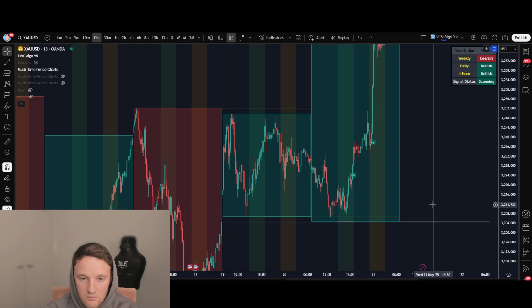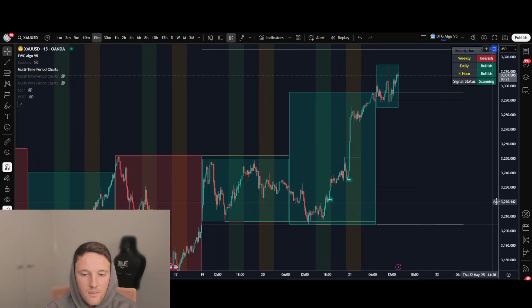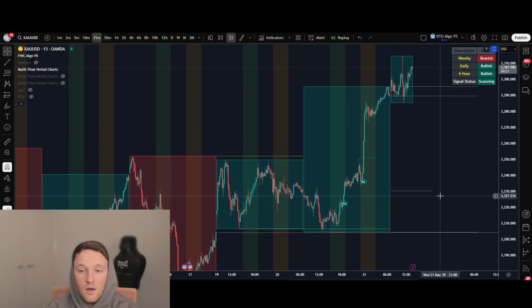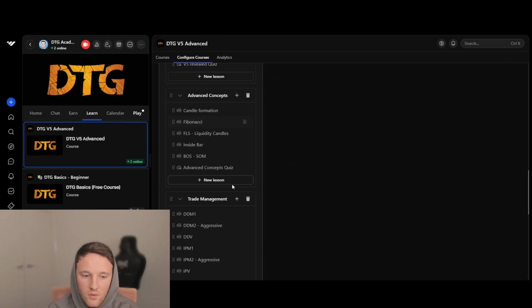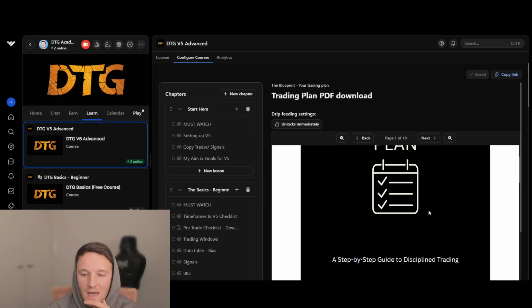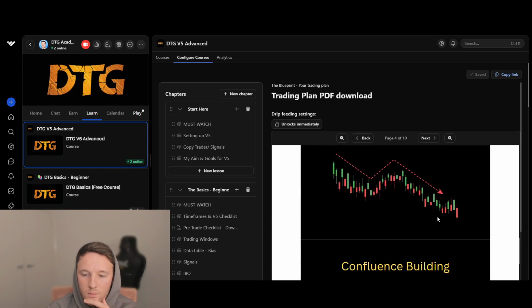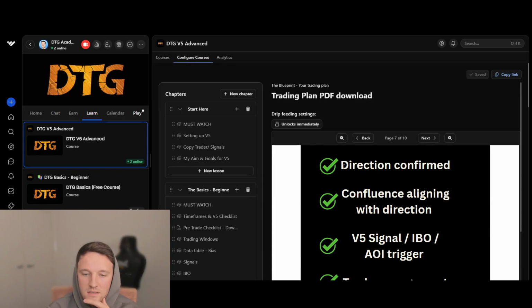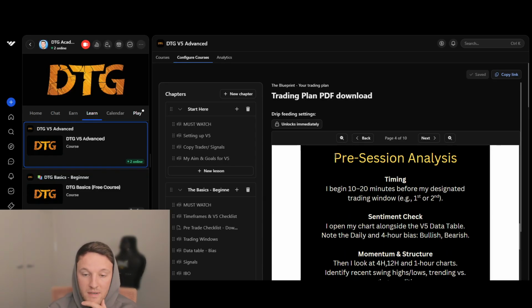So already, coming into this trading day, coming into my trading windows, we've got a lot of bullish momentum, right? So already at this point, I've built my direction that I'm trying to trade. If we take a look inside the V5 course right here, and we go down to the trading plan PDF, and we have a look at the PDF right here, we can see that the first thing that we need to do, if we go to the entry checklist, is direction, okay? And for that, we have this section of the PDF right here, pre-session analysis. We're looking at sentiment check, and we're looking at momentum and structure, okay?